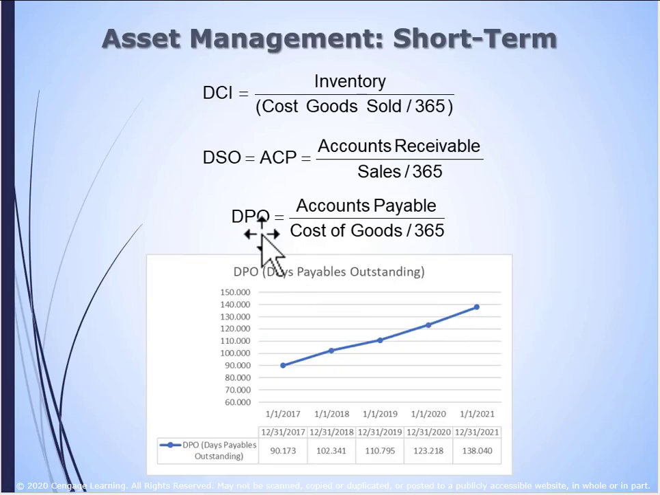DPO, days payable outstanding, talks about how long it takes for us to pay. Now, when you look at this graph, it has a very important significance to Coca-Cola. It turns out 90 days was the least, and it has risen to 138 days. Now, why is this? I always have trouble with this ratio when you get it from companies, right?